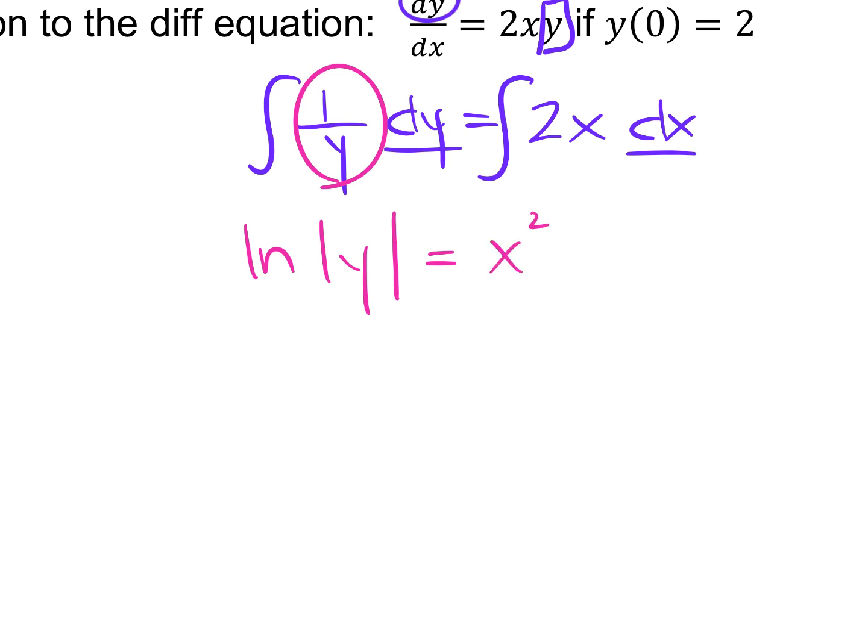X squared, and you really only have to put that plus c on one side, because if you put a plus c on both sides and then you subtract a c from both sides, it's just a constant on either side.